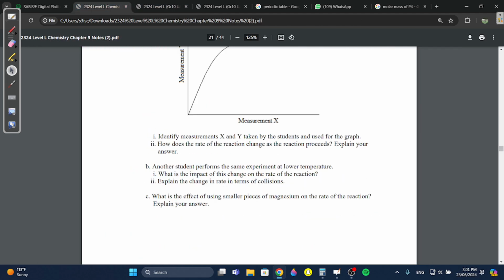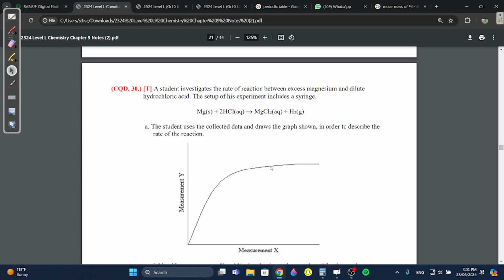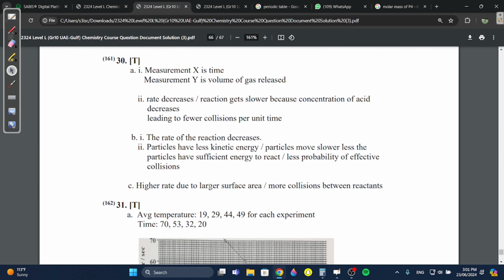What's the effect of using smaller pieces of magnesium on the rate of reaction? Here we have big ones. If we use smaller pieces, there will be higher surface area, so higher rate.